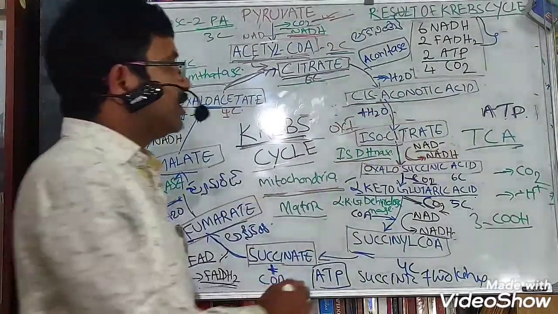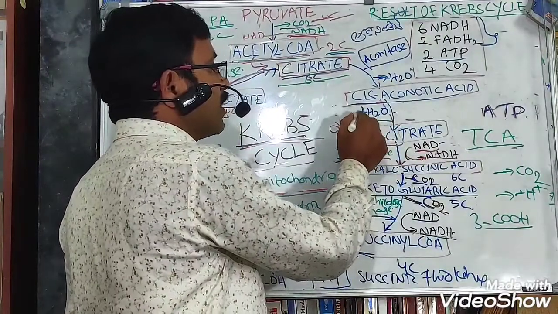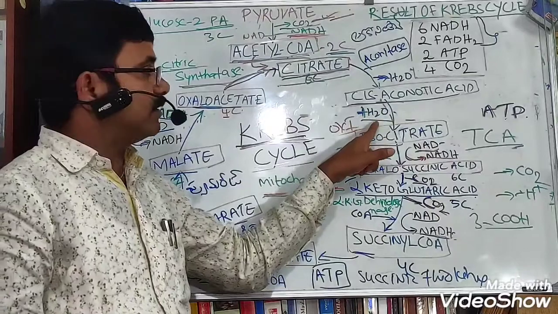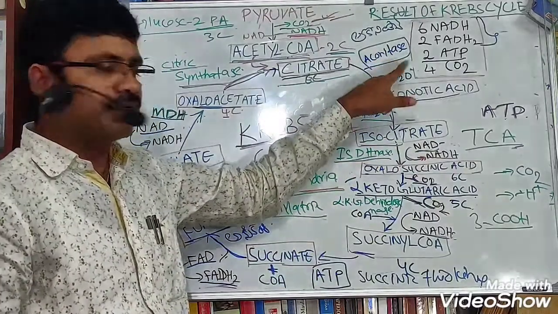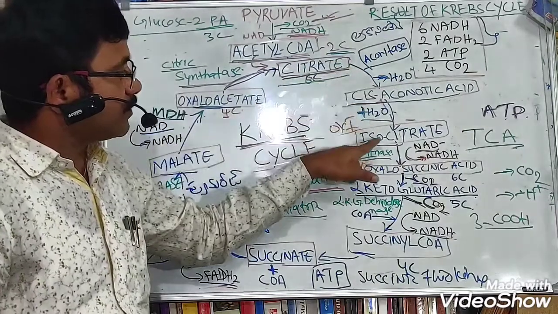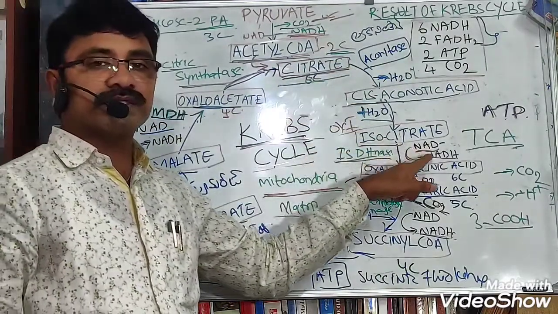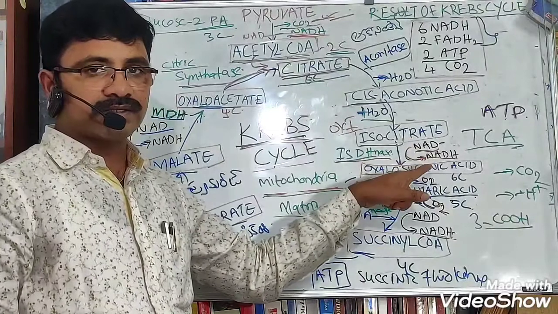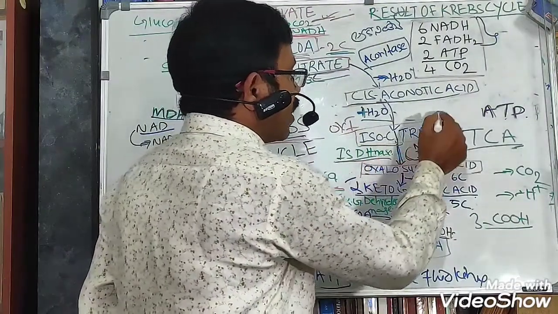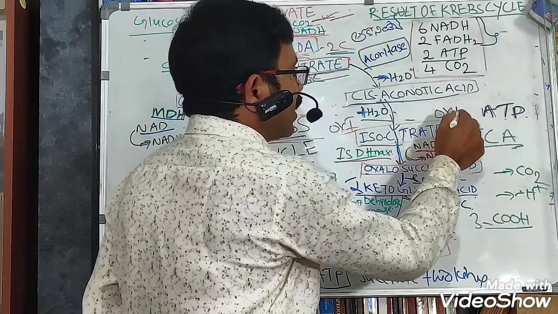The next reaction is hydration, meaning addition of a water molecule. Here one water molecule is added in the presence of the same aconitase enzyme. As a result, cis-aconitic acid converts into isocitric acid. So the isocitric acid undergoes an oxidation reaction.